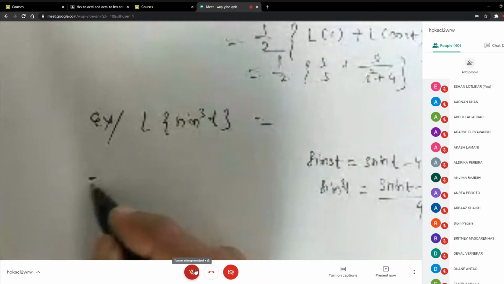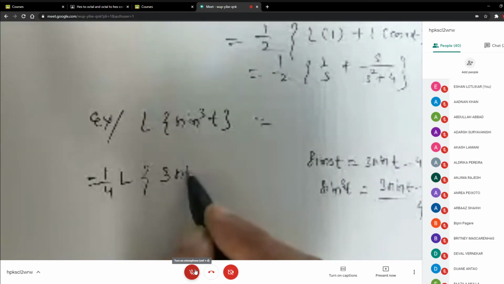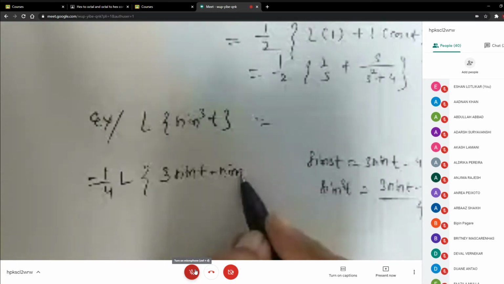So I am writing it here: Laplace of 1 by 4, I am taking out, Laplace of 3 sine t minus sine 3t.